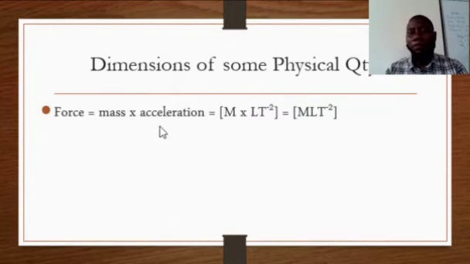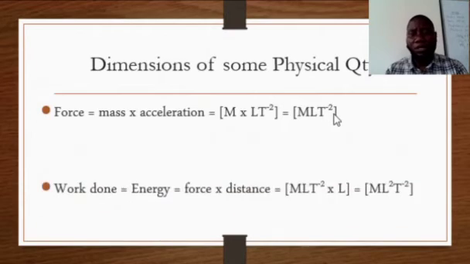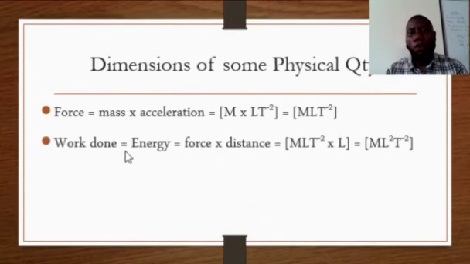And some more quantities: force equals mass times acceleration. Mass is capital M, acceleration is LT^-2, and putting that together we have [MLT^-2]. And finally we have work done, that has the same dimension as energy, and the formula for that is force times distance, and that is going to be MLT^-2 times L. That will be [ML²T^-2].